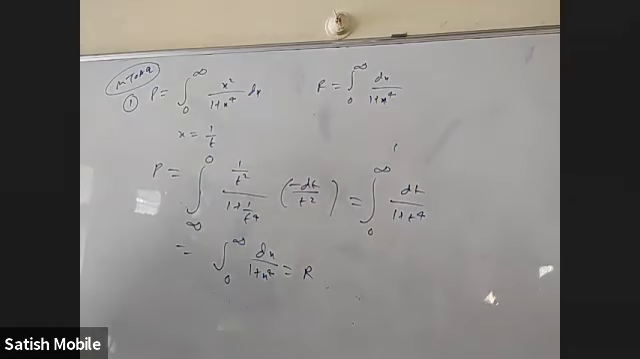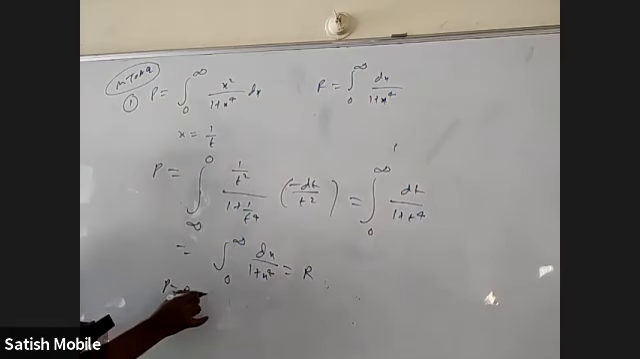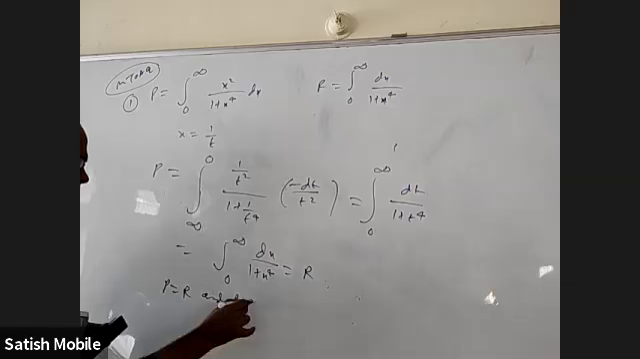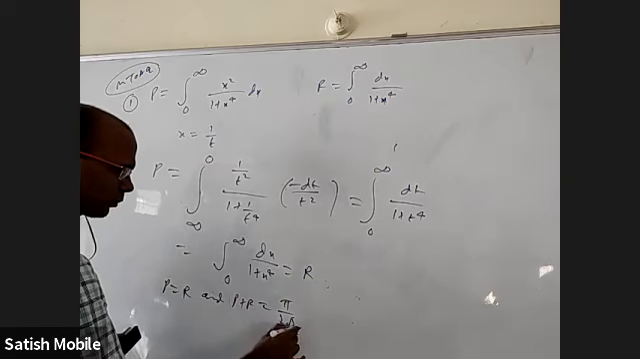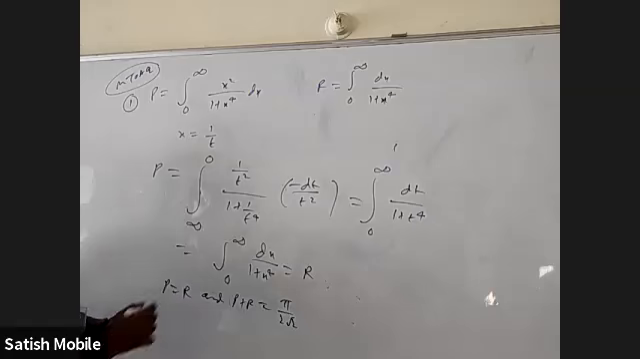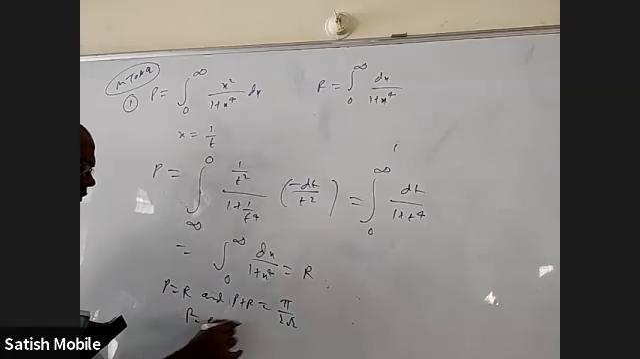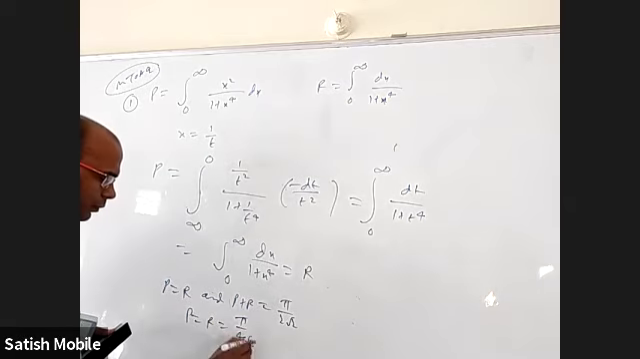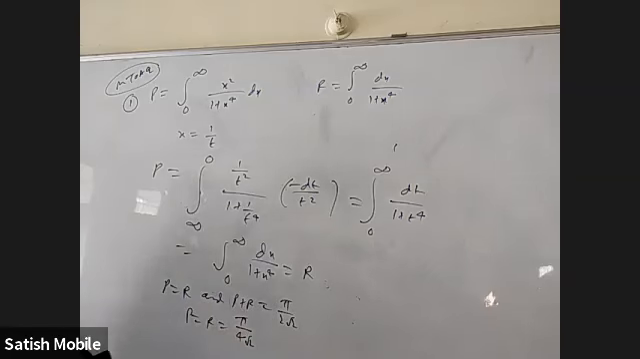So P and R are equal, P equal to R, and we already got P plus R. Earlier we got pi by root 2. So now P and R will be half of that, which is pi by 2 root 2.